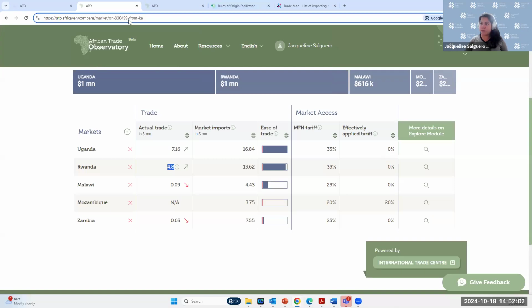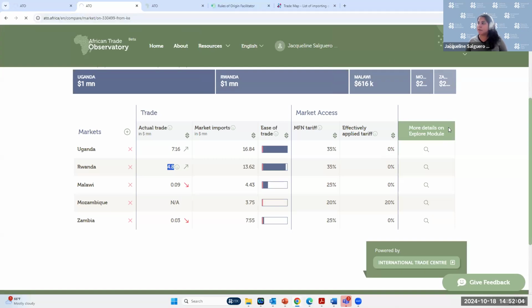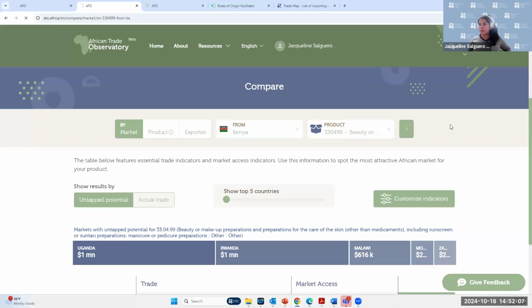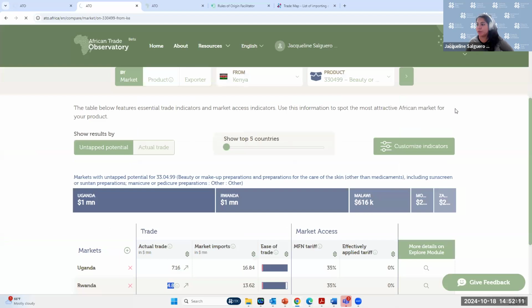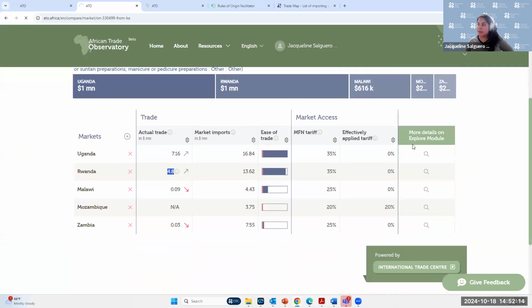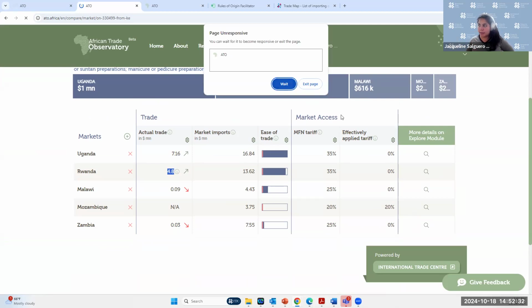Okay, so let me just refresh my screen to go into the Explore module. As you can see here on the last column, there is information that says, for more details, go to the Explore module. If you recall, I told you to get deeper, to understand better whether it's feasible for me to enter into this market or not. You can zoom in here, and if you click here, it will take you to the Explore module.